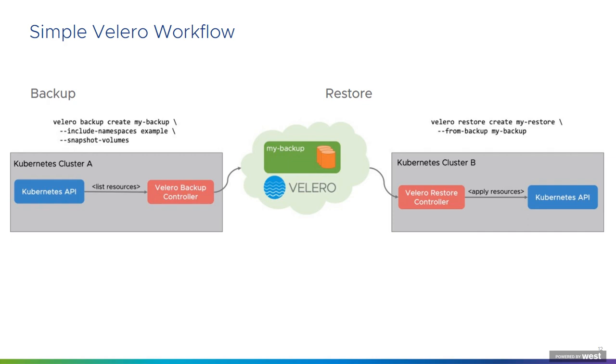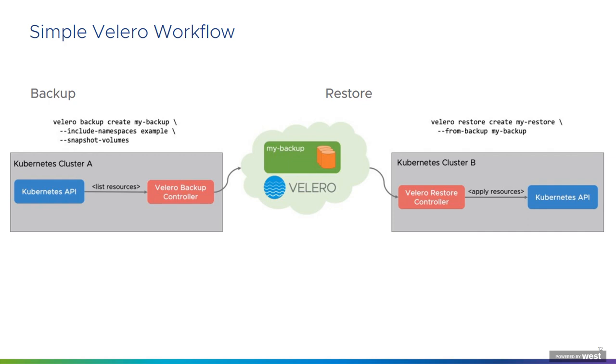It's also going to identify any persistent volumes that are used by that namespace, and will take snapshots of those using the storage provider's APIs. All of this data will be uploaded to the cloud somewhere. So the Kubernetes resources are uploaded to object storage, and snapshots will be stored in the storage platform.